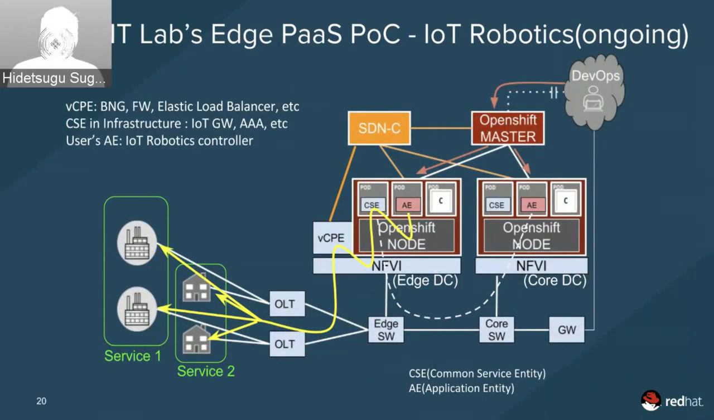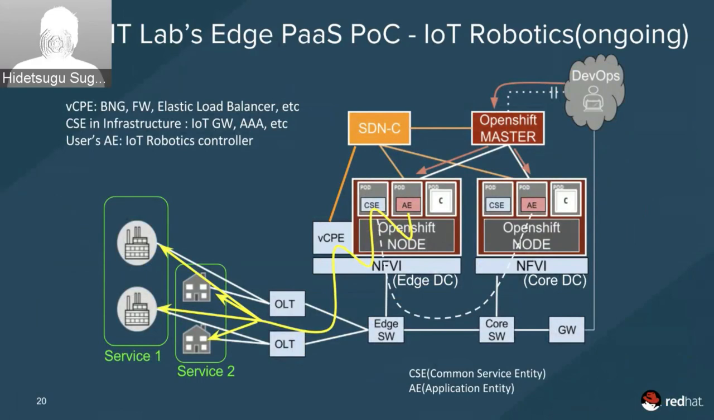They are now working on the ingress design. IoT device traffic is aggregated by the virtual CPE in front of OpenShift. Virtual CPE covers many access functions, including a BNG. As for the SDN controller, they are now just using Ansible. It's not full automation with an SDN controller because they want to check each network behavior at this stage so that they can design.